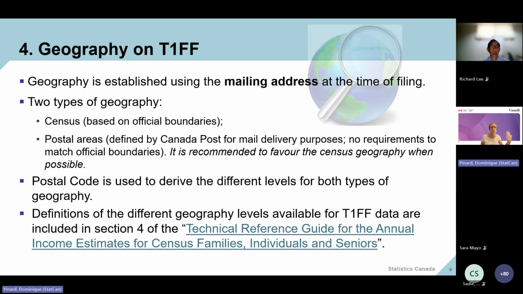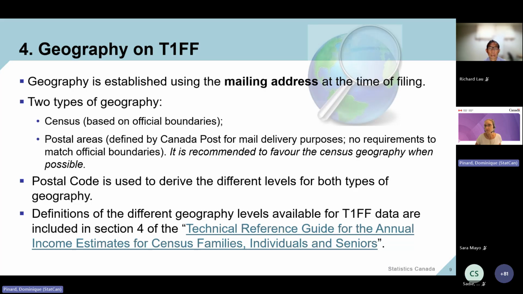The first thing to note is that the T1 family file is based on mailing address, and so it might differ from the actual location of residence of a person. A good example would be snowbirds who live most of the year in the country, but part of the year they're outside. Unfortunately, that time of the year aligns with when the CRA wants to send them mail, so they're going to give their out-of-Canada address for mailing purposes. That's one example, but there are so many other situations like that.